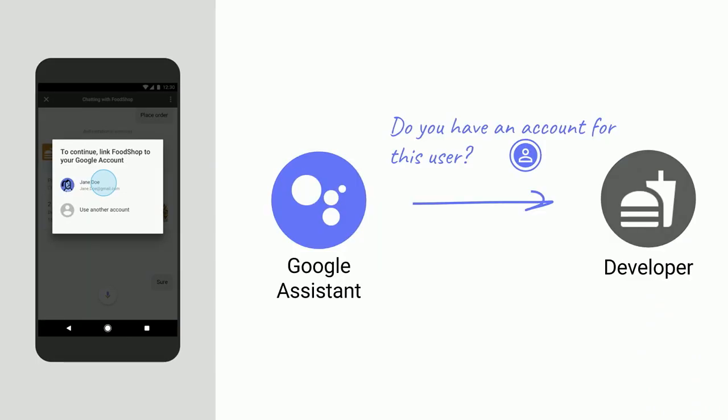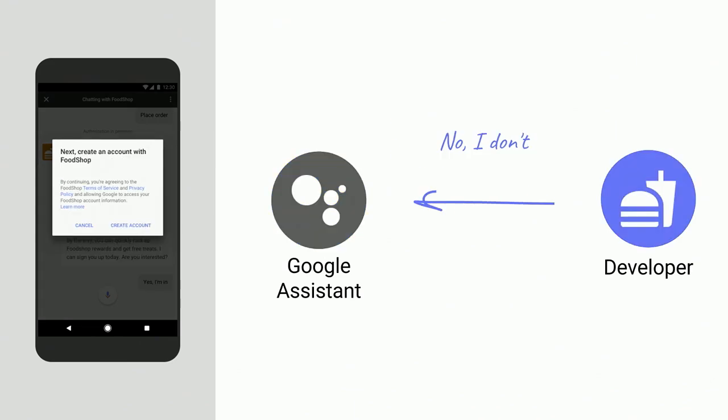Here's how it works. When the user taps their account chip in this modal, Google sends you an identity token. That token contains information such as the user's name and email address. You use the contents of that token to look up the user in your system. If they don't have an account with you yet, you can create one using the user's Google identity. This works similarly to Google Sign-In.